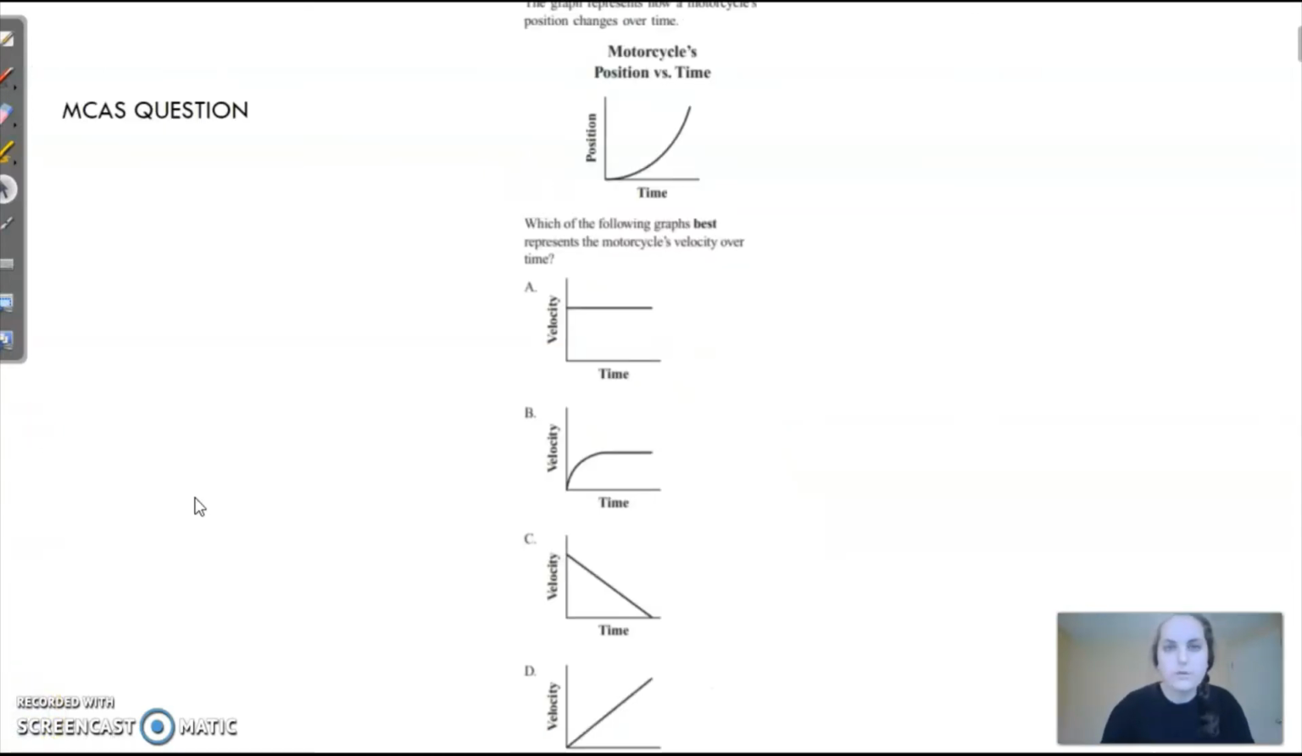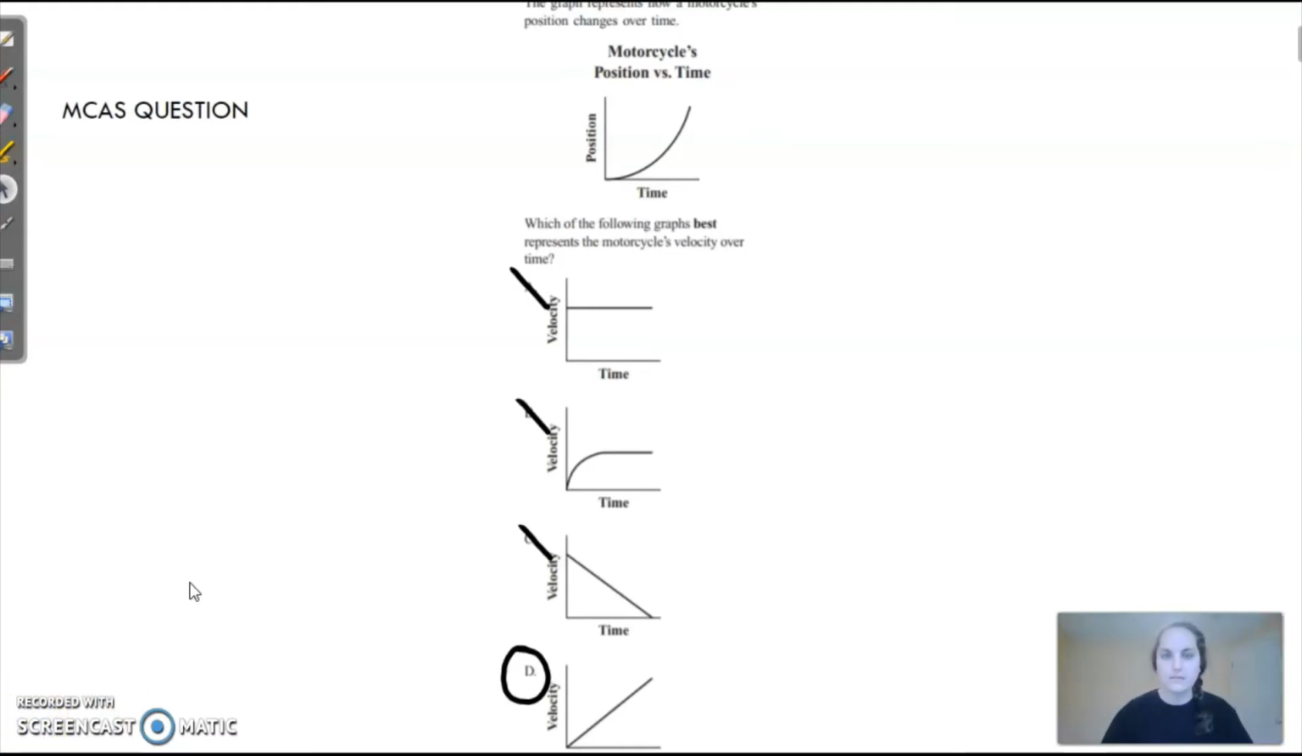So the second question, the graph represents how a motorcycle's position changes over time. So instead of the speed over time, we're now given position over time or a distance over time graph for a motorcycle. Which of the following graphs best represents the motorcycle's velocity over time? So we're looking at a position over time, and we need to now convert that into a speed over time or velocity over time. Go ahead and start working on this one.